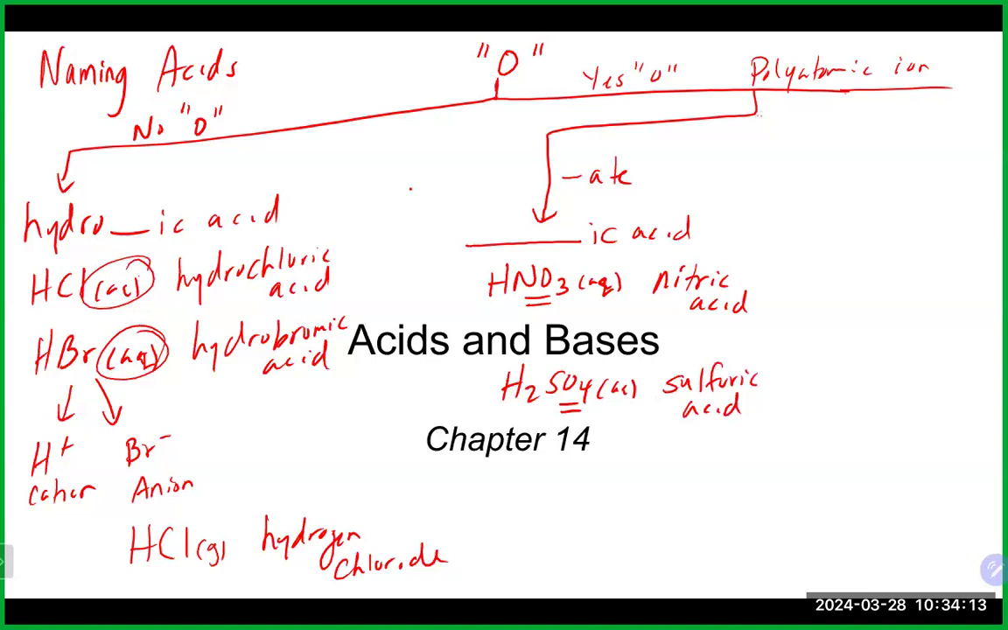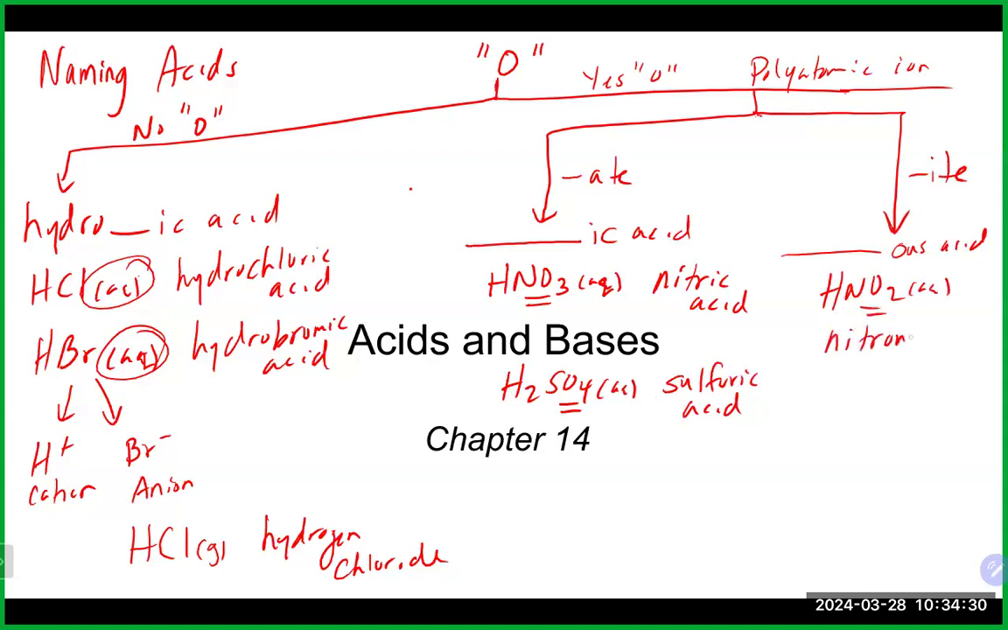Now, if your polyatomic ion ended in ite, your acid would be something-ous acid, right? If you had something like HNO2, that is nitrite, which means this would be nitrous acid. Questions on naming? Yeah.